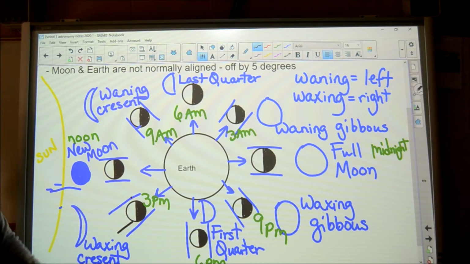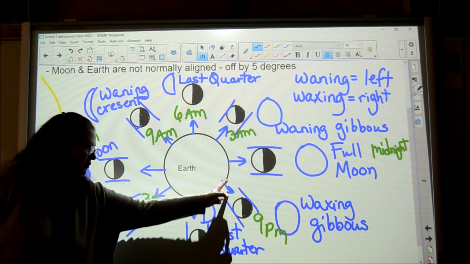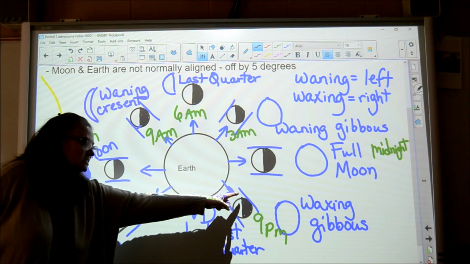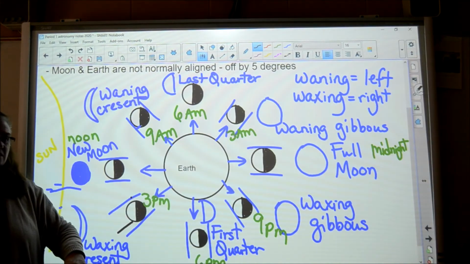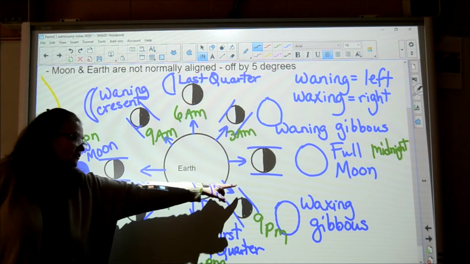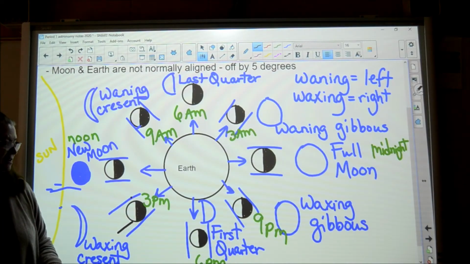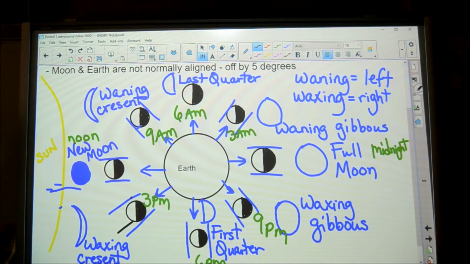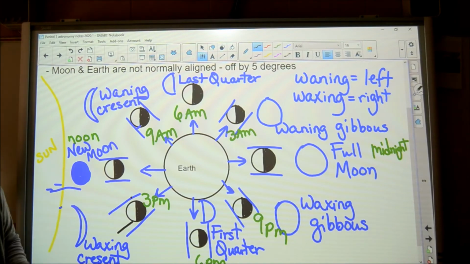Go to my next one. Frame of reference, what I'm seeing is most of it's illuminated, just a sliver on the right, sliver on the left is not illuminated. So that one is my waxing gibbous. We're close to being a full moon, just missing a sliver. That's going to peak around 9 p.m.